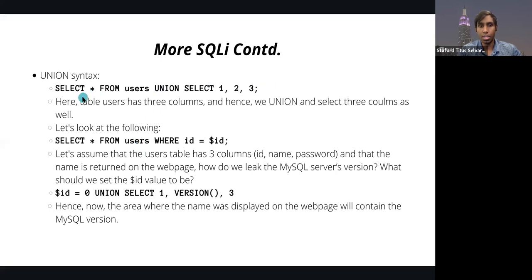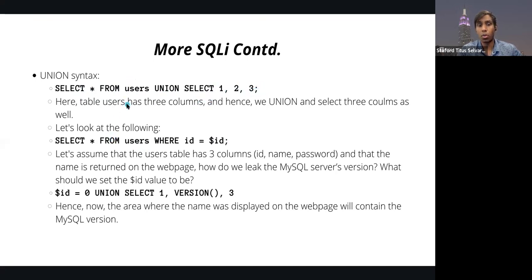So for example, let's say select star from users, union, select 1, 2, 3. We are selecting 1, 2, 3 over here because for now, essentially, I'm saying that the users table has 3 columns. So I'm saying 1, 2, 3, right?